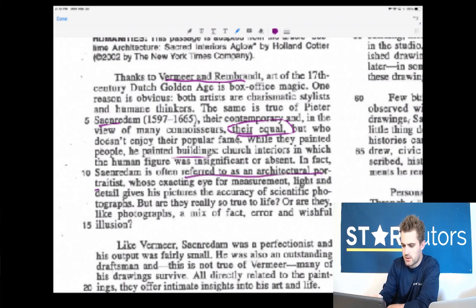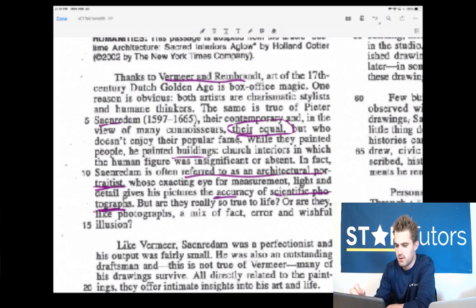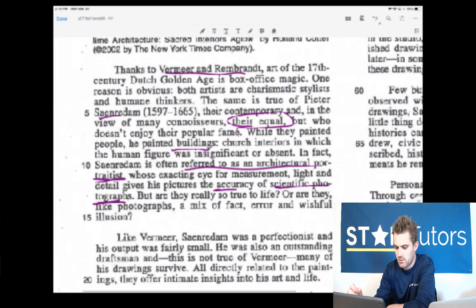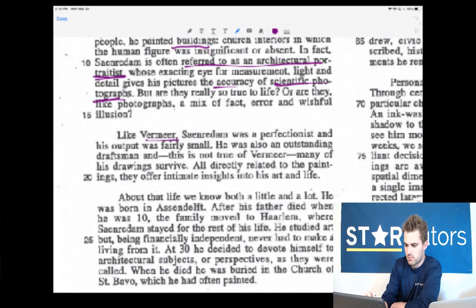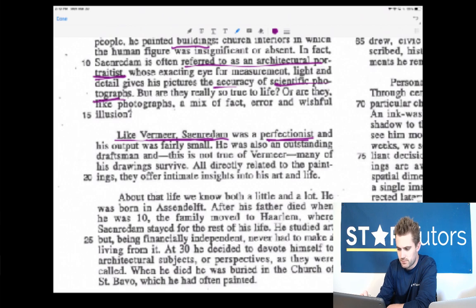Architectural portraitist, that's what he's referred to. That's probably important. Pictures through the accuracy of the scientific photograph. So he paints very, very vivid portraits, it appears. Okay, that's a comparison. He's a perfectionist. Comparison again, not true.